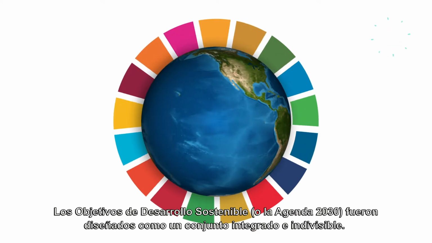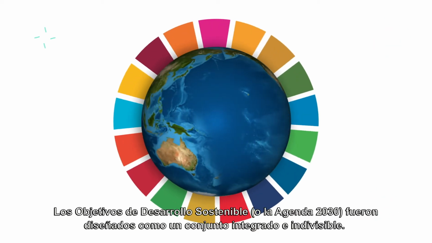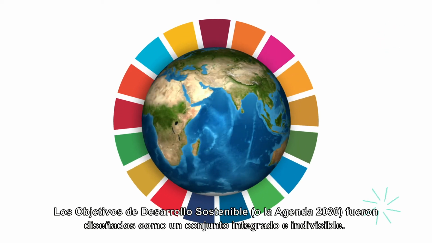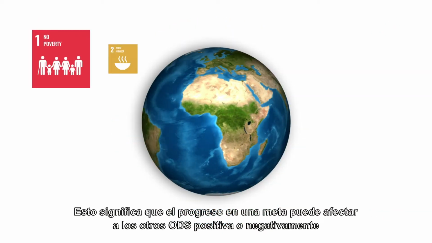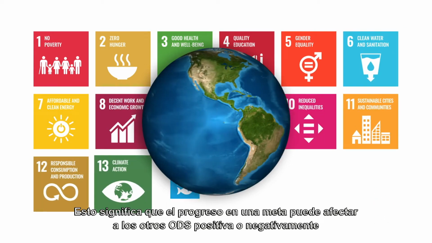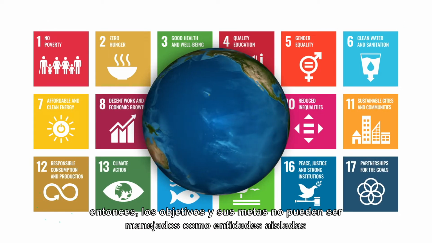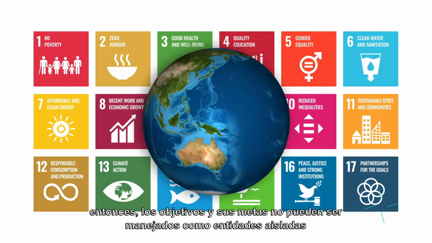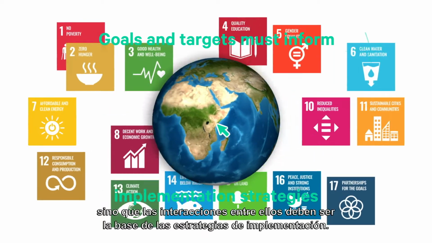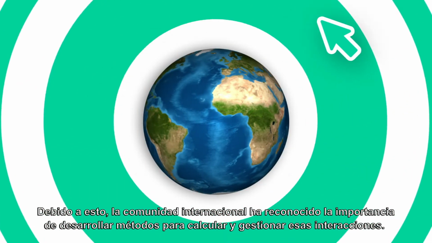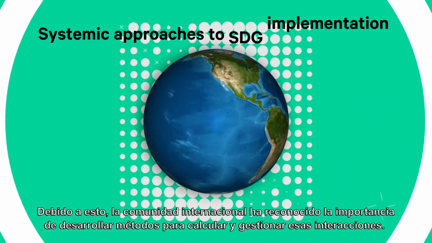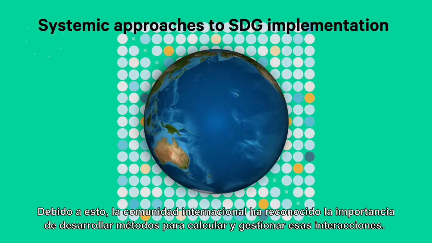The 2030 Agenda and the Sustainable Development Goals is designed as an integrated and indivisible framework. Since progress on one target can affect other SDGs positively or negatively, the goals and targets cannot be treated as isolated entities, but their interactions must inform implementation strategies. The international policy community have recognised this need for systemic approaches to SDG implementation.